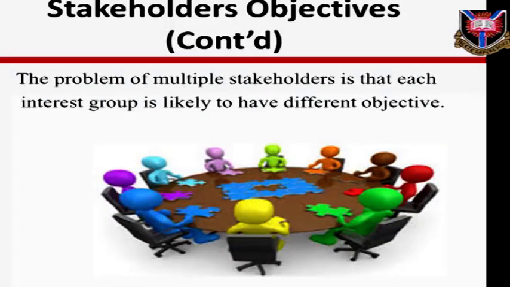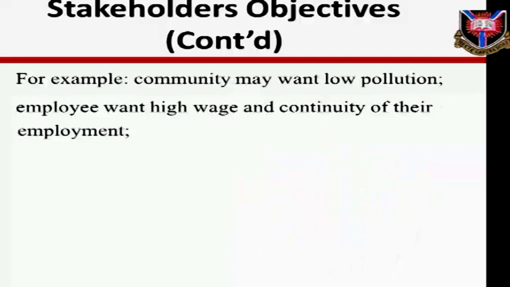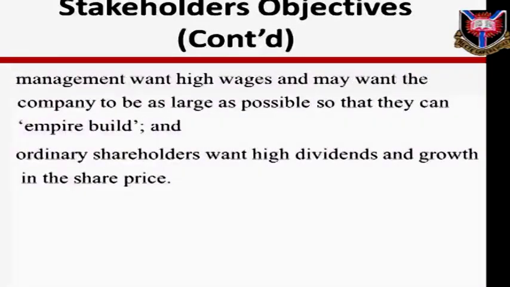The problem of multiple stakeholders is that each interest group is likely to have different objectives. For example, the community may want low pollution, employees may want high wages and continuity of their employment, management may want high wages and want the company to be as large as possible so that they can empire build, and ordinary shareholders want high dividends and growth in the share price.